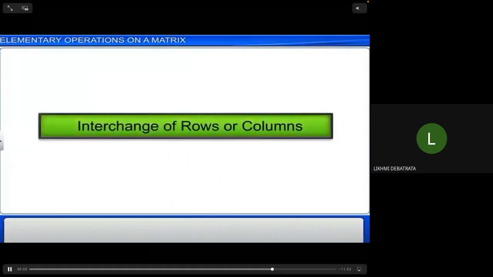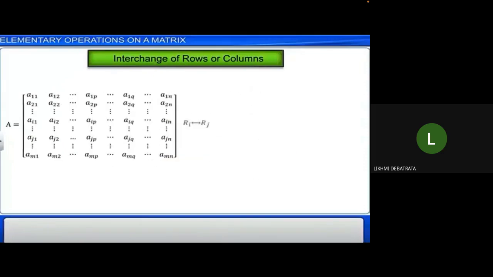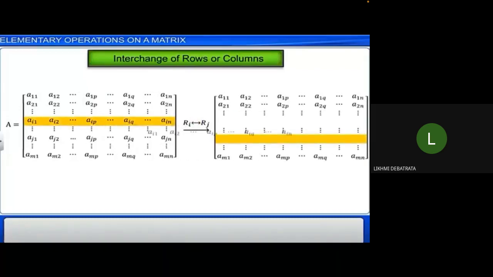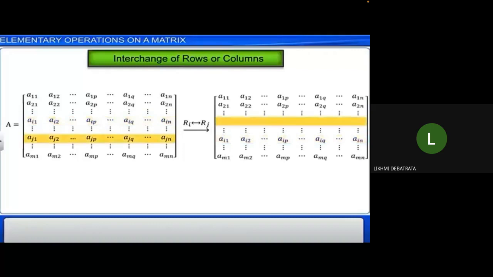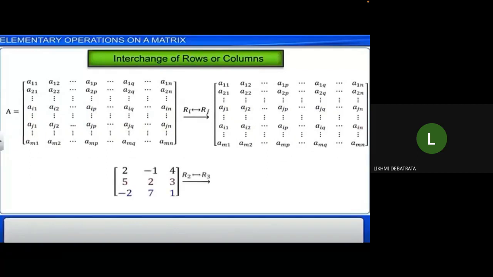So the first operation is interchange of rows and columns. These two rows are interchanged. If you want to interchange the ith row and jth row, we write R_i ↔ R_j. Interchange means a both-sided arrow mark will be written like this. Then when you interchange, in the ith row's place the jth row will come, and in the jth row's place the ith row will come.